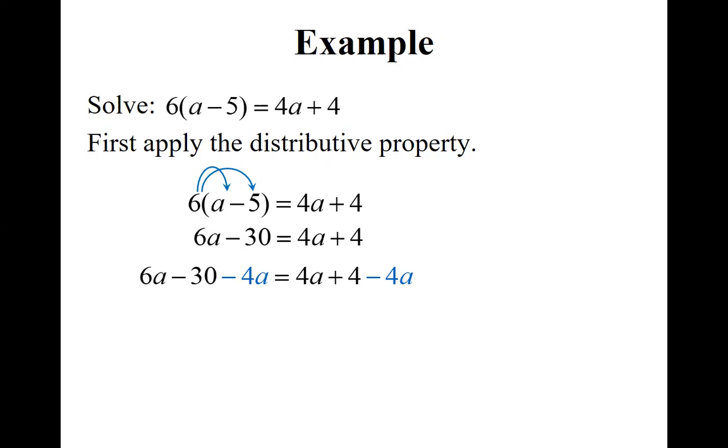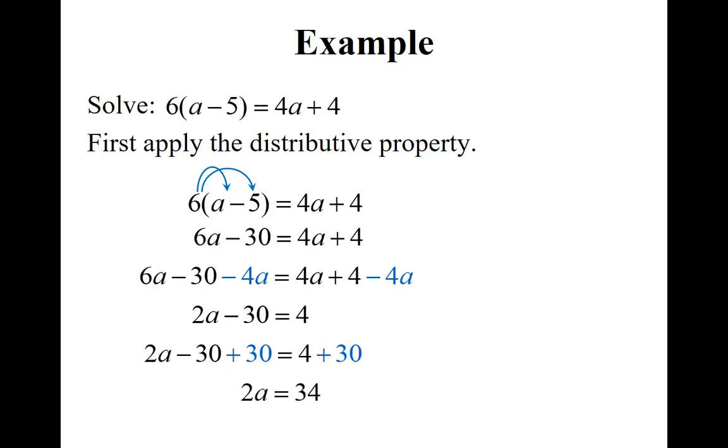On the left, that's 6a minus 4a is 2a minus 30. On the right, we're just left with positive 4. Now we've established our a's on the left. Let's get rid of the minus 30. We do that with plus 30. Whatever we do on one side, we do on the other. 2a equals 34.